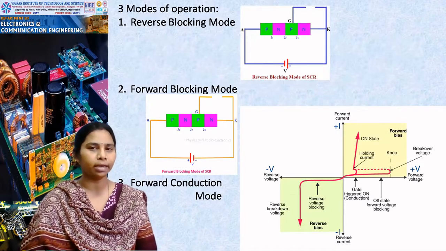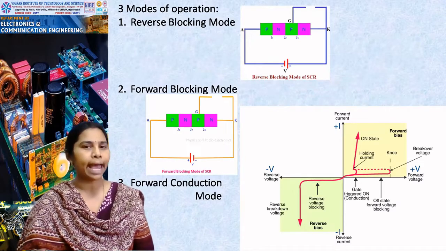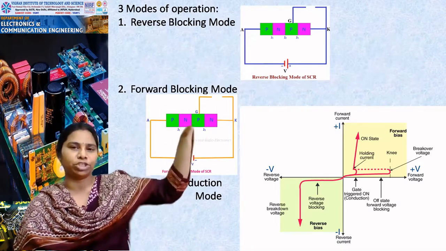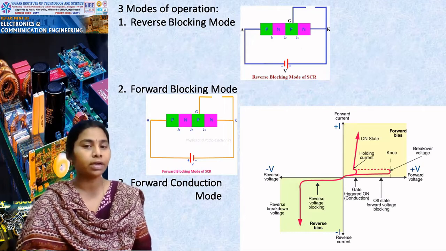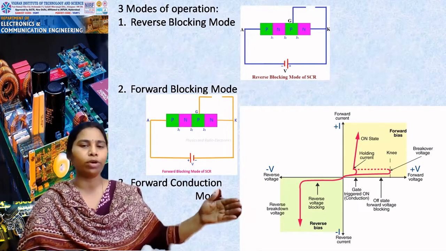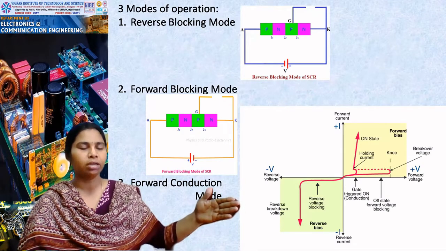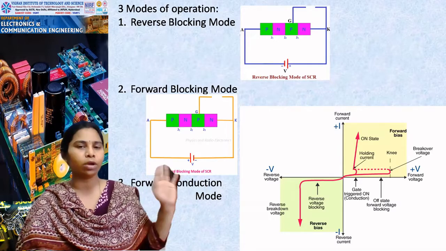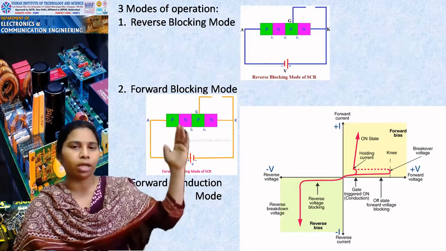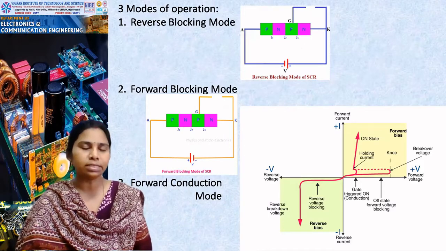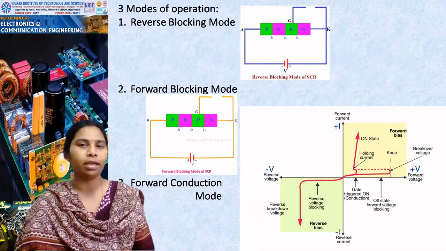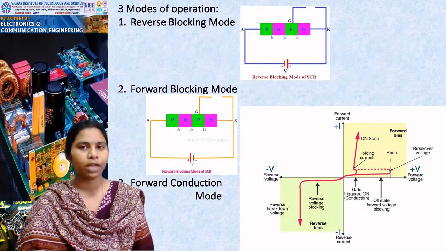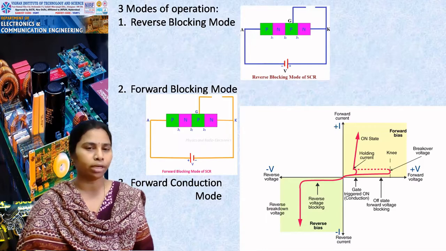When you connect a negative voltage to the anode terminal, as you see in the first picture, you call it reverse blocking mode. Reverse blocking mode is indicated in this picture. We will see each and every mode of operation again. Just as an overall summary, this circuit applies a negative voltage to the anode terminal with respect to the cathode, and you have not given any gate voltage till now.